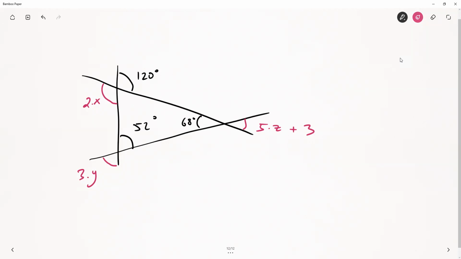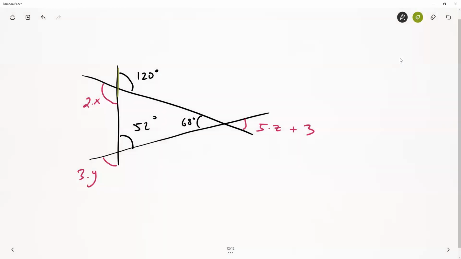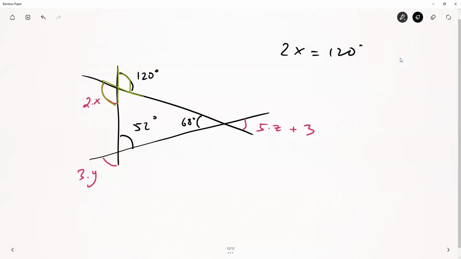Okay. Now let's look again at the first one with this angle, because you see 120 and this angle 2x, they are vertically opposite. They will be the same, they will be equal. So in this case, 2x equals 120, and therefore the angle x equals 60 degrees. It's the value of x, yes.